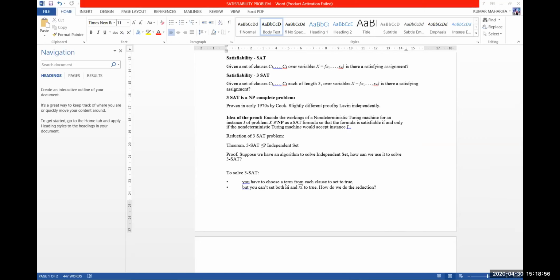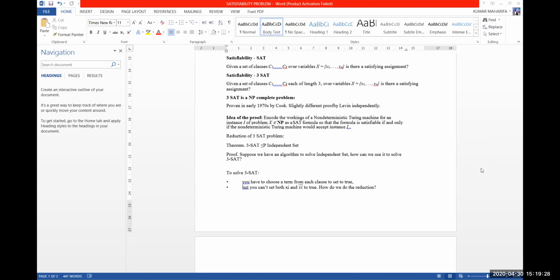You have to choose a term from each clause to set it to true. So now we have to check, for each clause, what the assignment of x1, x2, x3 will be such that it can be set to true. But you can't set both xi and xi bar to be true. This is the condition you need to understand. We know that xi is the opposite of xi bar. Similarly, xi bar is the opposite of xi. They are mutually exclusive. So if you set x1 as true, then x1 bar is automatically false. So now how do we do the reduction?